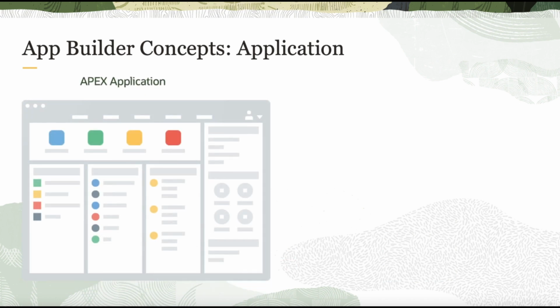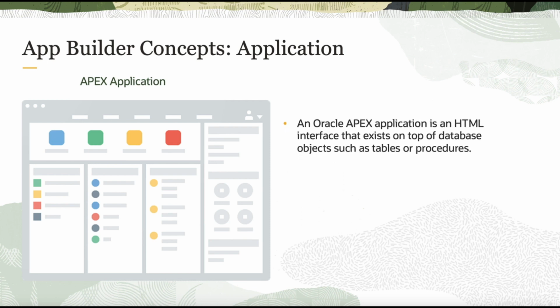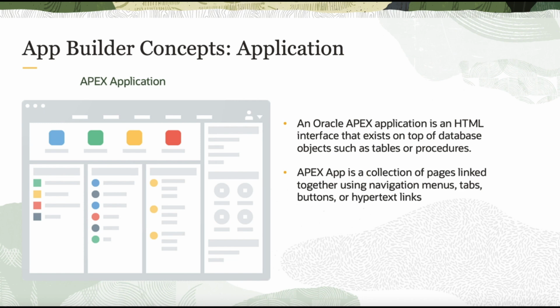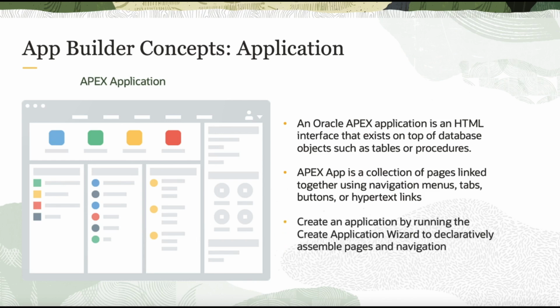Now let us first understand what is an Apex application. An Apex application is an HTML interface that exists on top of database objects such as tables or procedures. An Apex application is basically a collection of pages that are linked together using navigation menus, tabs, buttons, or hypertext links. You use the Create Application wizard to create an Apex application wherein you declaratively assemble pages and navigation.